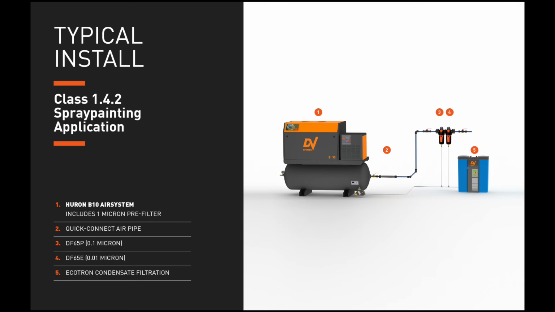So we have the quick connect air piping, and then the first filter in line is the 0.1 micron, and then the one beside it is the 0.01 micron. And finally we have the Ecotron condensate filtration, and that would get rid of the condensate from the filters.